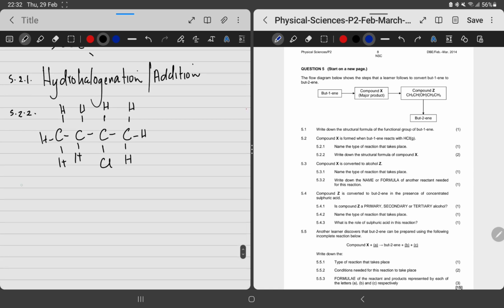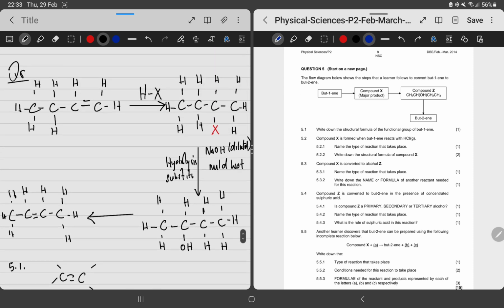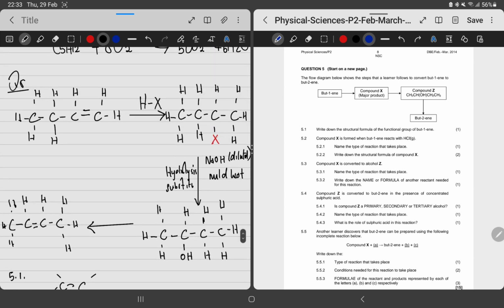Okay. And then 5.3. Compound X is converted to alcohol Z. Name the type of reaction that takes place. We are moving from a haloalkane to an alcohol. So this is hydrolysis. Or you can say it is a substitution reaction. It is substitution because you are substituting that X for the OH.